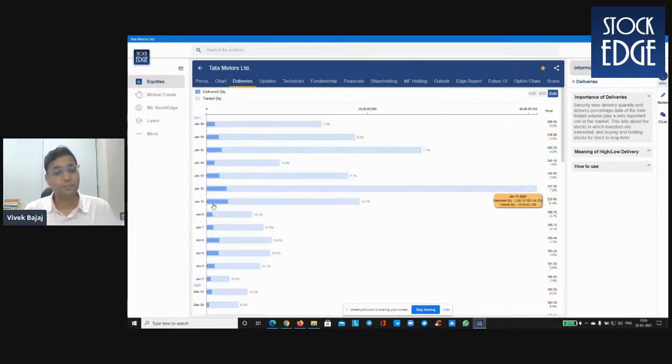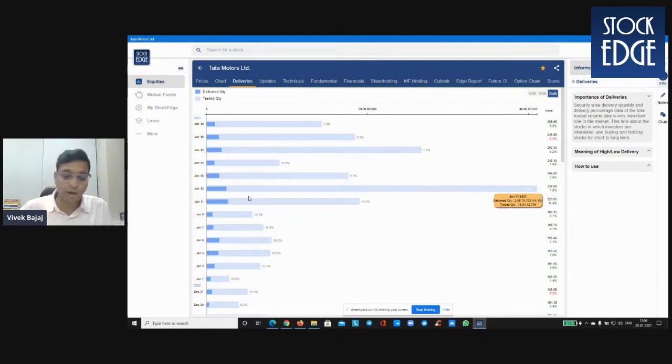So if you specifically track delivery data of all your stocks very, very wisely, trust me, you will be able to figure out what the operator is trying to do in this particular underlying, whether the operator is intending to buy or the operator is intending to sell. Okay, apart from delivery, there is something called open interest which is more relevant for FNO stocks.